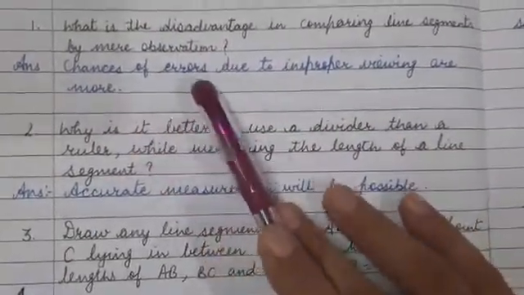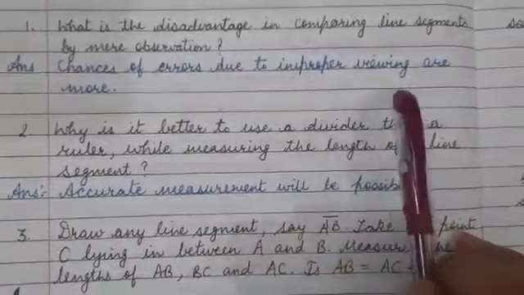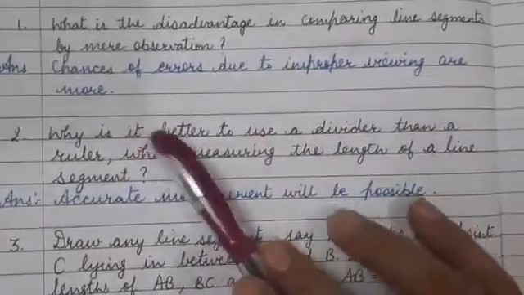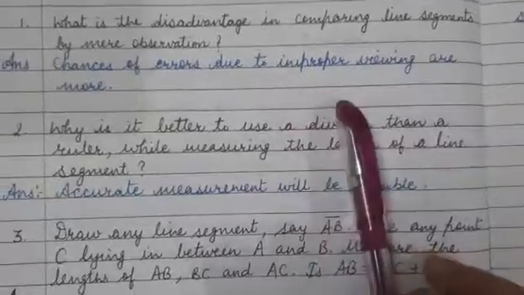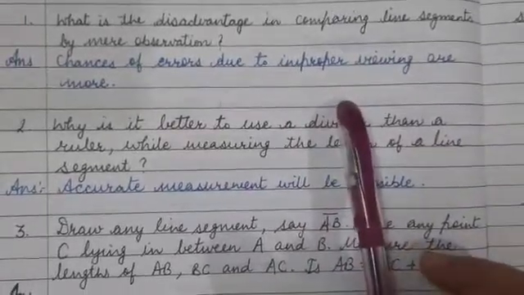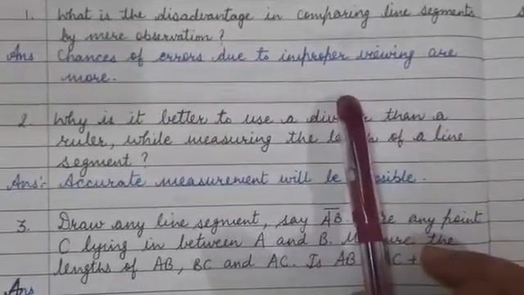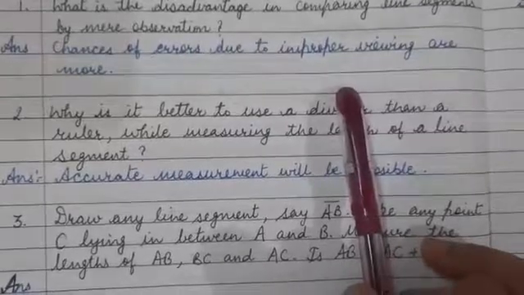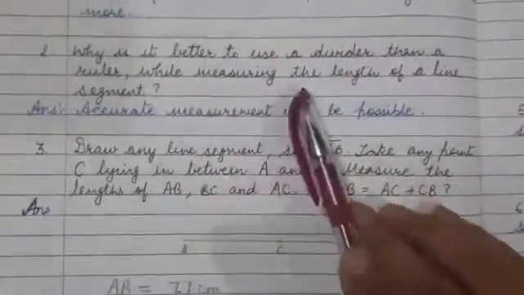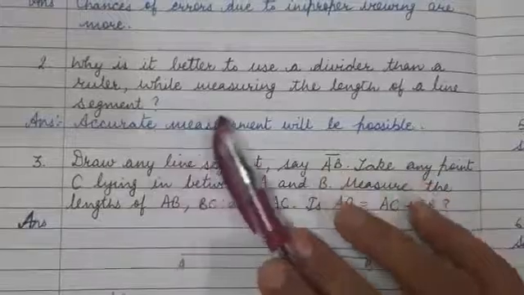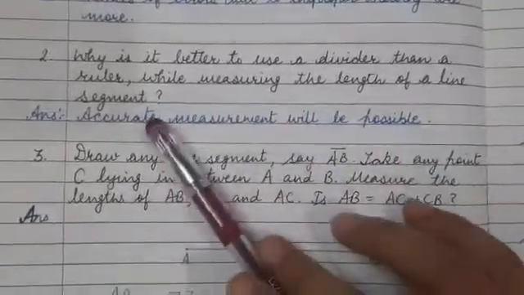Chances of errors due to improper viewing are more. तो आपके एरर के चांसेस ज़्यादा हो सकते हैं बिकॉज़ हमारी आइज़ कई बार माइन्यूट डिफरेंस को कैच नहीं कर पाती हैं. Why is it better to use a divider than a ruler while measuring the length of a line segment?